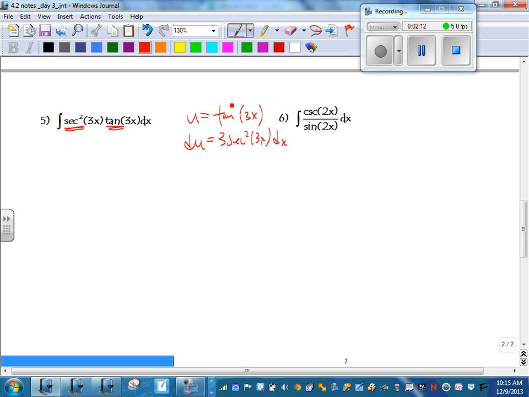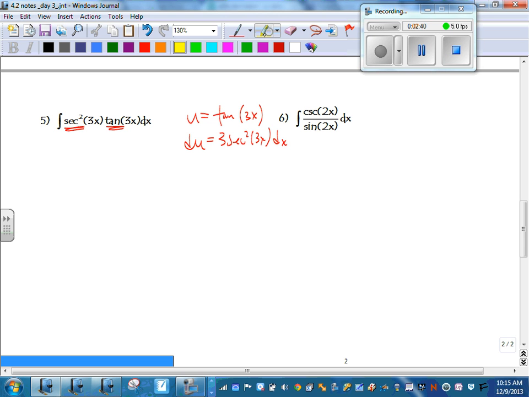Now, it's a little different, though, than problems we've done, because generally we're looking for something that's inside of another function. So you might have thought originally, oh, maybe we can make secant of 3x our u, because that's being squared. But that doesn't really work, because tangent is not the derivative of secant. So we wouldn't be able to do that exactly. I mean, we can kind of work around it and do some different things to make that work. But this is probably the easiest way to do this problem.